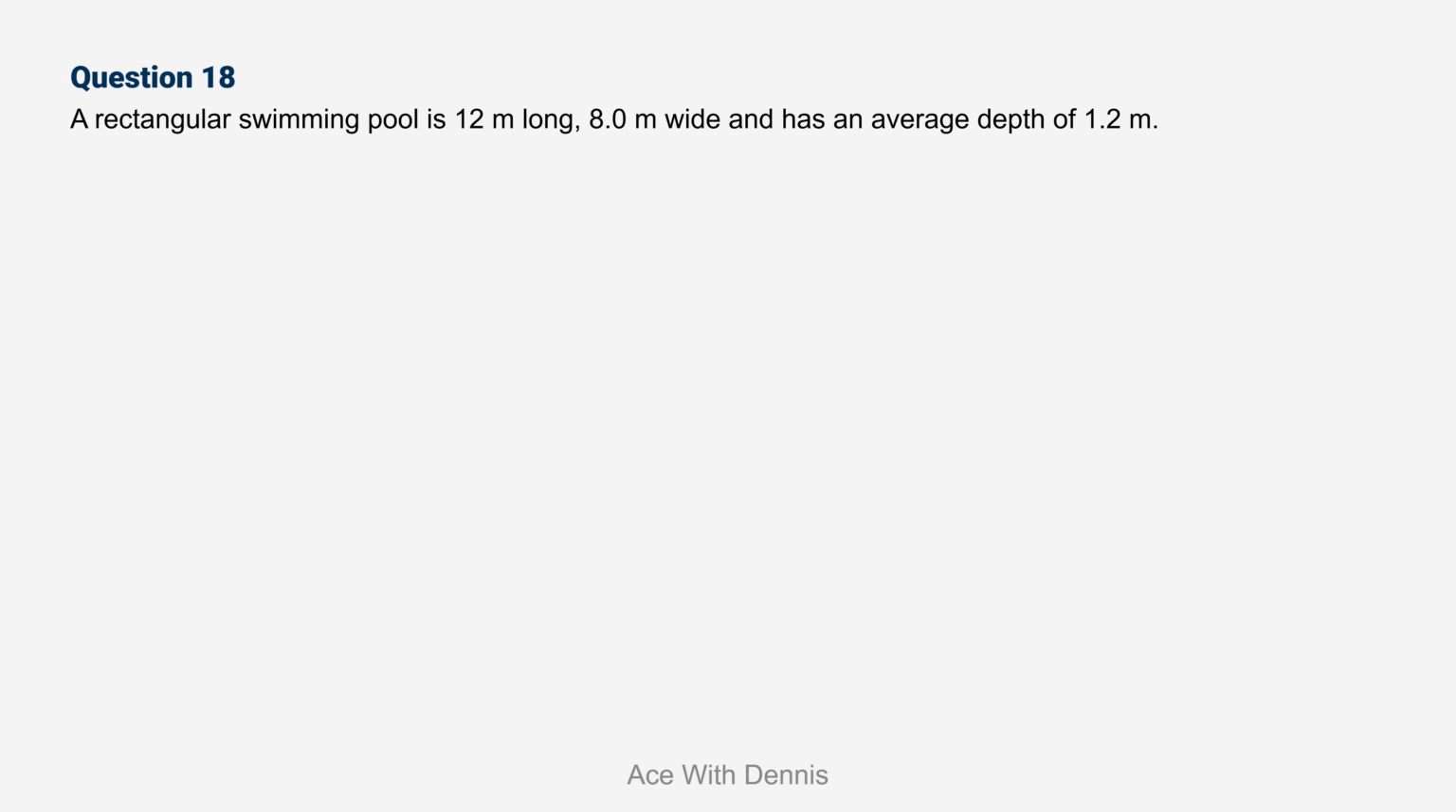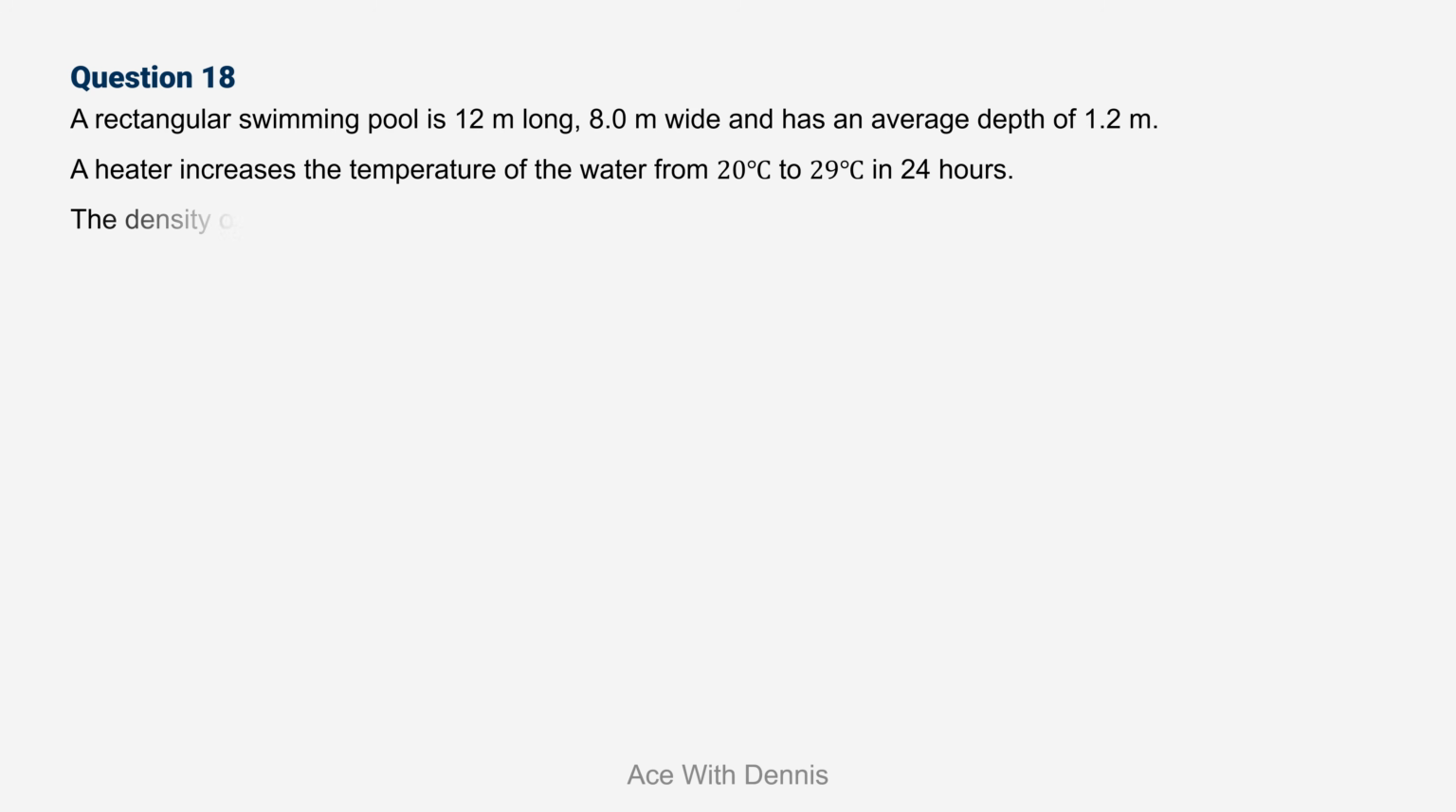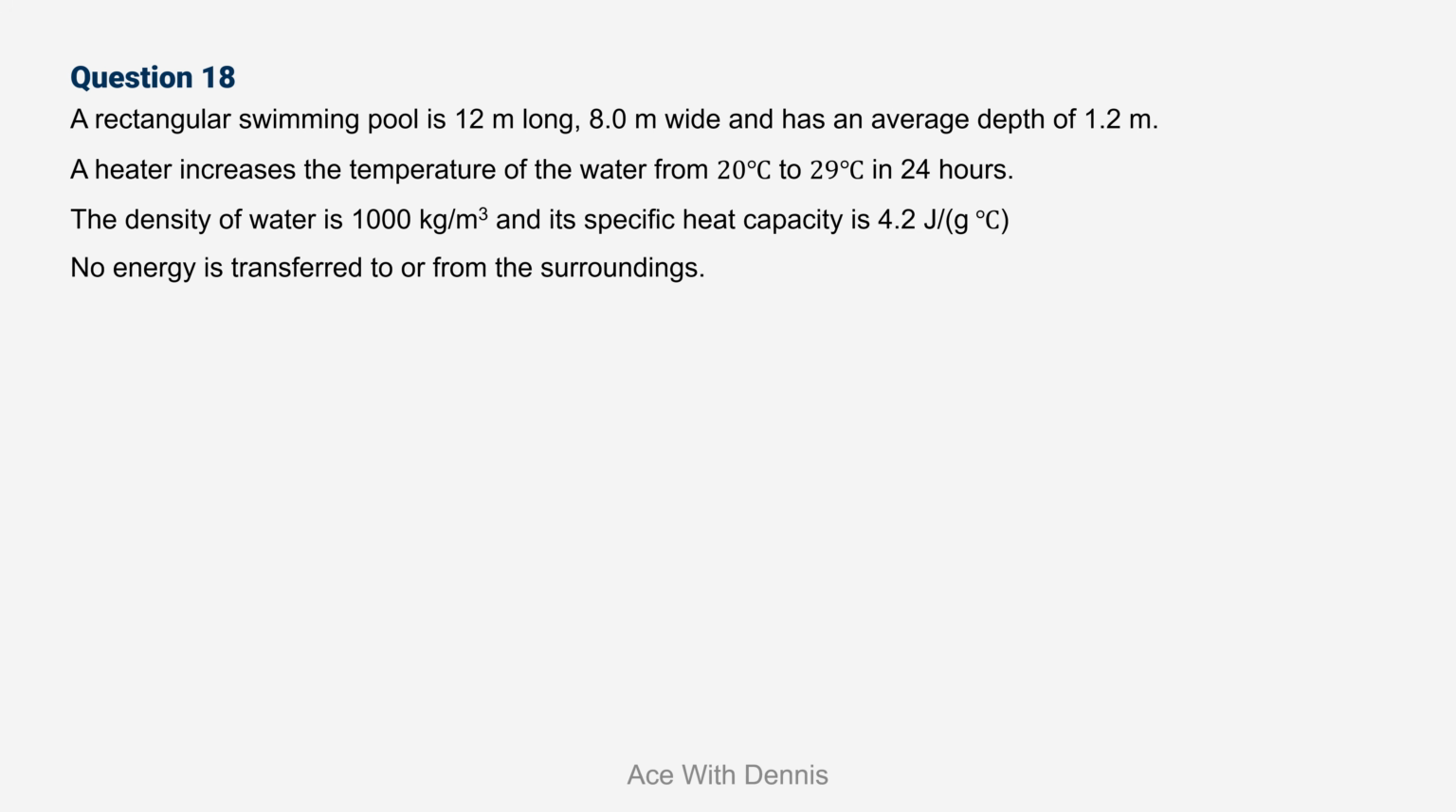Question 18. A rectangular swimming pool is 12 meters long, 8.0 meters wide, and it has an average depth of 1.2 meters. A heater increases the temperature of the water from 20 degrees Celsius to 29 degrees Celsius in 24 hours. The density of water is 1000 kilograms per meter cubed, and its specific heat capacity is 4.2 joules per gram degree Celsius. No energy is transferred to or from the surroundings. What is the power of the heater?